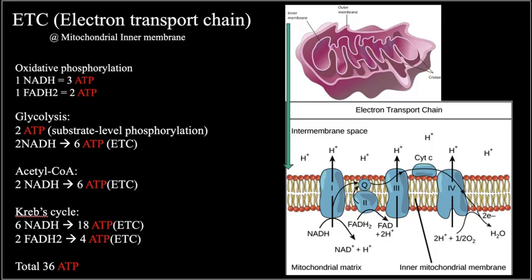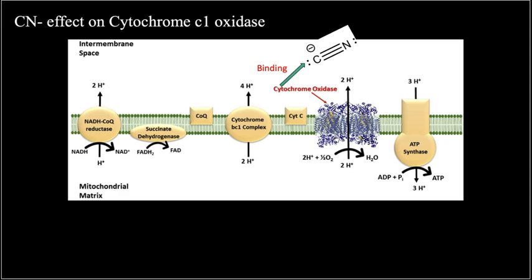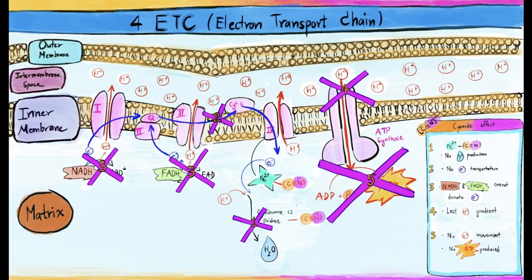In conclusion, 3 protons from NADH create 3 ATP, while 2 protons from FADH2 create 2 ATPs. In total, from glycolysis until the ETC, 34 ATP is created through oxidative phosphorylation, and 2 more are created through substrate level phosphorylation during glycolysis. Now we understand all the processes involved in energy production. Here, we focus on the effects of cyanide on cellular respiration.